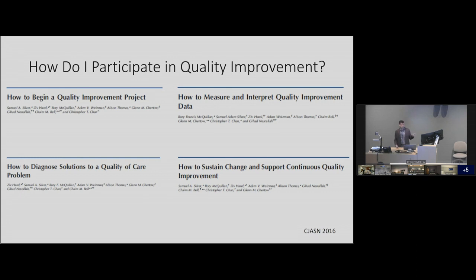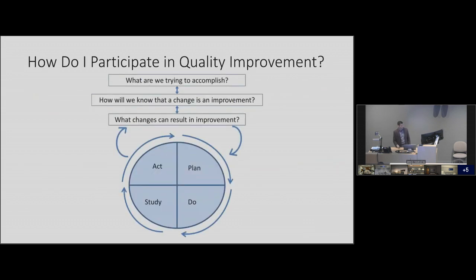Well, the expectation on quality improvement is that all the sites are just going to do it themselves without any knowledge, support, or training. And I think we need to move a little bit beyond that if we're going to really take quality indicators and drive improvement. So this C. Jason series was an attempt to do that.